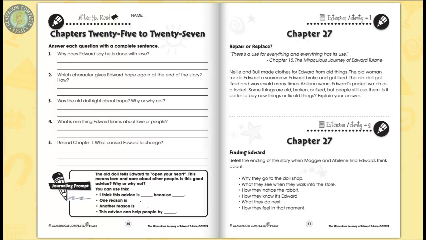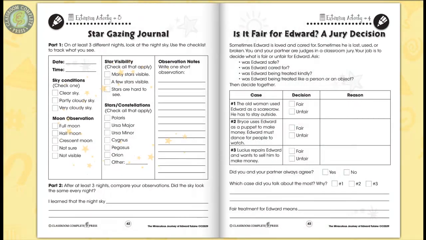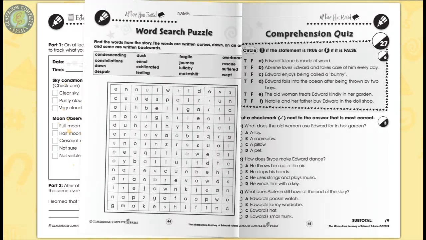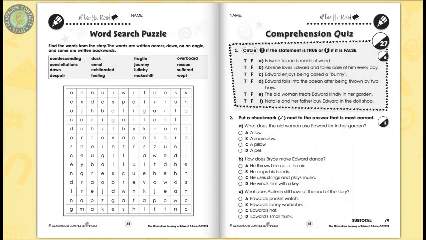4 additional extension activities follow. Supplement an existing unit with in-depth writing tasks, such as becoming the jury in the case of Edward Tulane's fair treatment. A word search puzzle and comprehension quiz ends the unit.